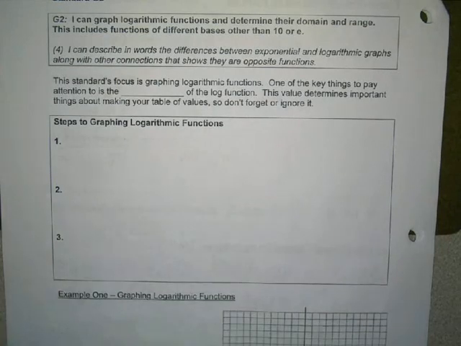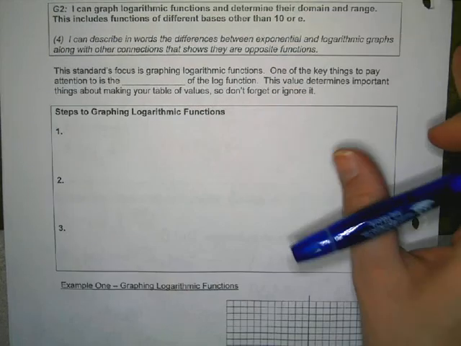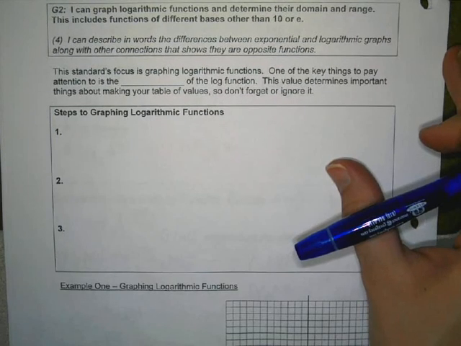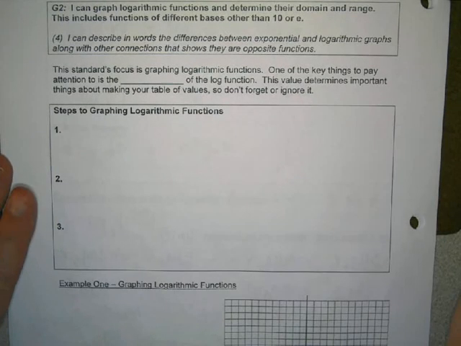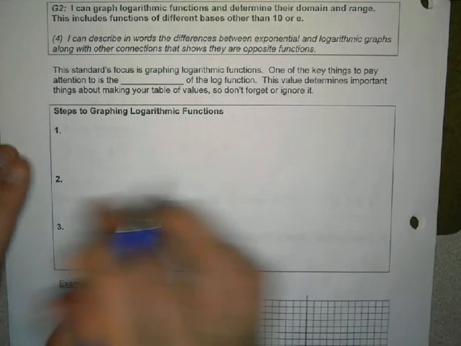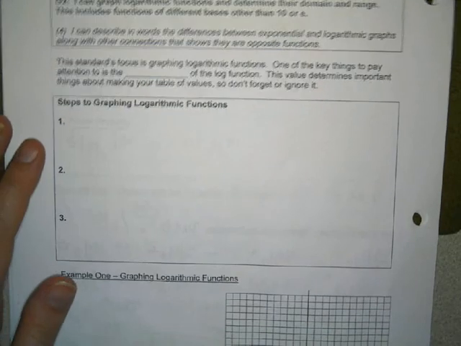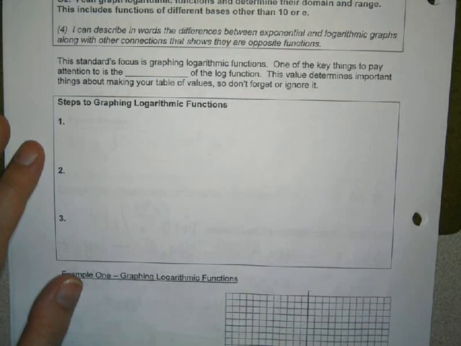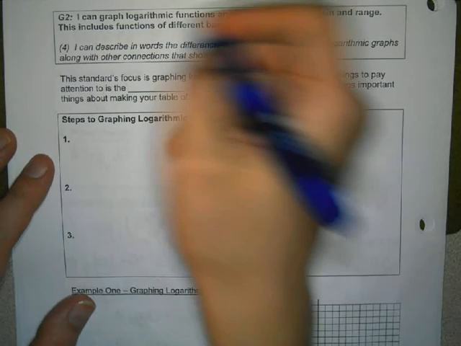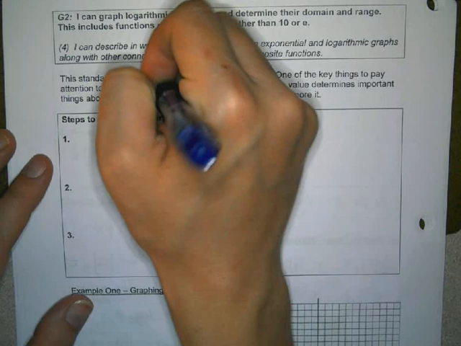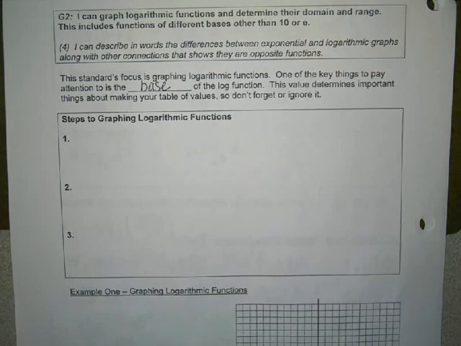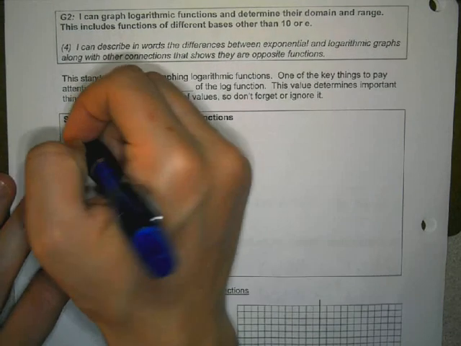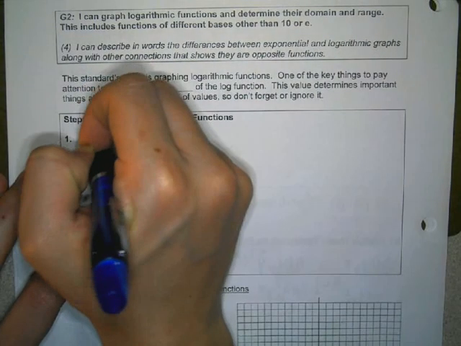Alright, standard G2. I can graph log functions and determine the domain and range. This includes functions of different bases other than 10 or e. Alright, your steps to graphing log functions are going to look very similar to what we've had before. Before we get to that, the standard's focus is graphing log functions, and one of the key things to pay attention to is the base of the log function. That value determines important things about making your table of values, so you do need to pay attention to it. Alright, the first thing that we always do when we're graphing is label transformations.